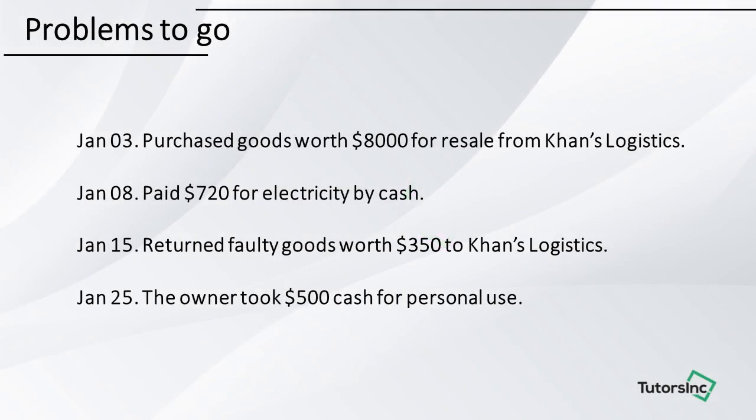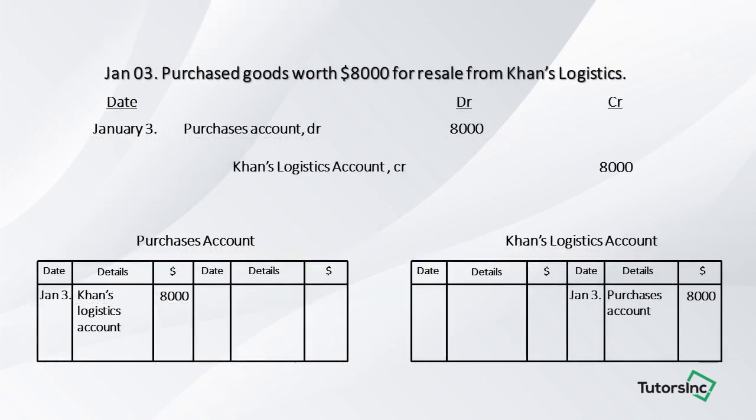You can see a few transactions on the screen that we will be recording in Ledger so that we can relate to what we have learned until now. In the first transaction, on January 3rd, the business purchased goods worth $8,000 for resale from Khan's Logistics. So the journal entry for this can be purchases account debit and Khan's Logistics account credit by $8,000.